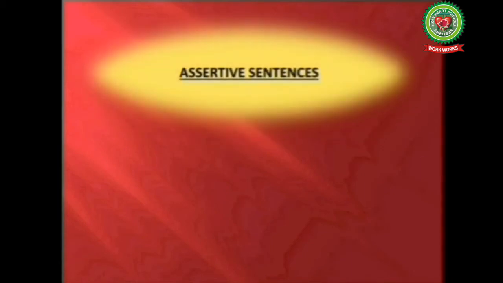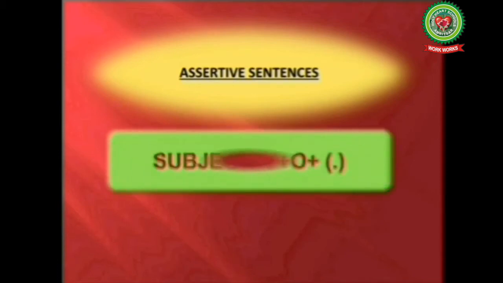Now first of all, let's take a look at the assertive sentences. So students, what do you mean by assertive sentences? We are already familiar with various different types of sentences, and we know the structure of assertive sentence is subject plus verb plus object plus full stop at the last. It is a statement or a declaration. Now here, declaration means where you are just mentioning something. Means no exclamation, no question, no command. So that is known as assertive sentences.